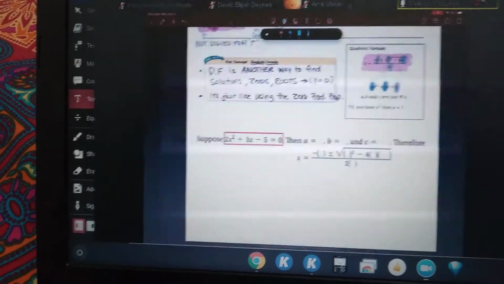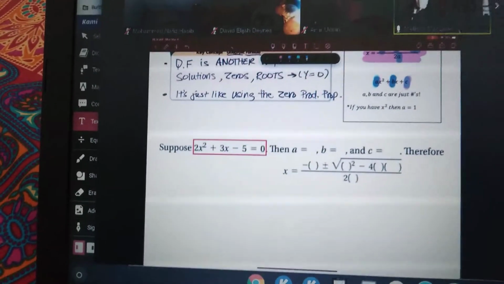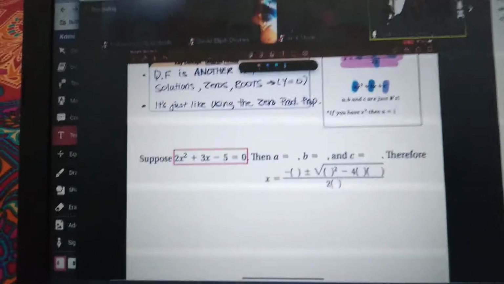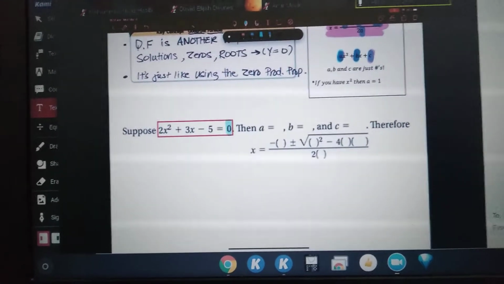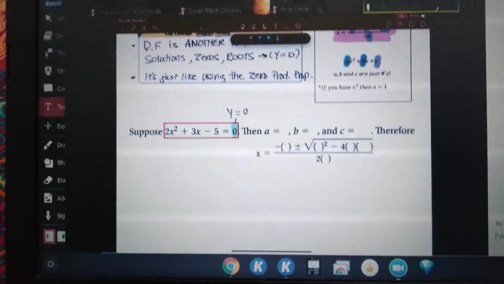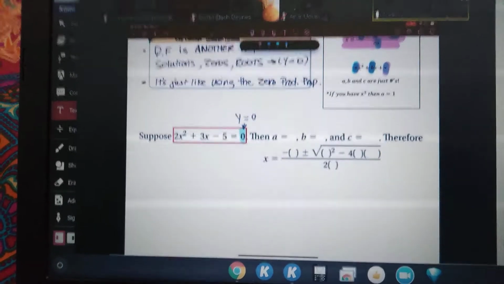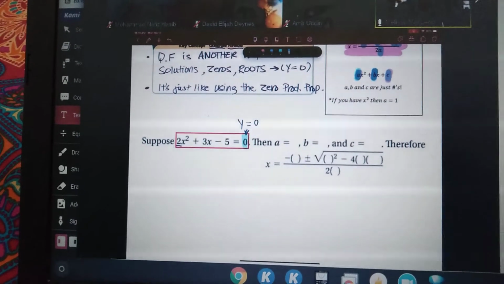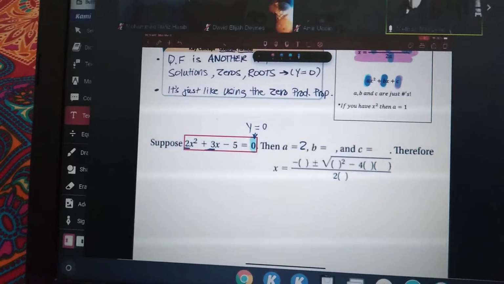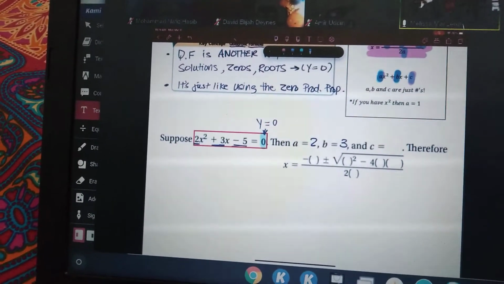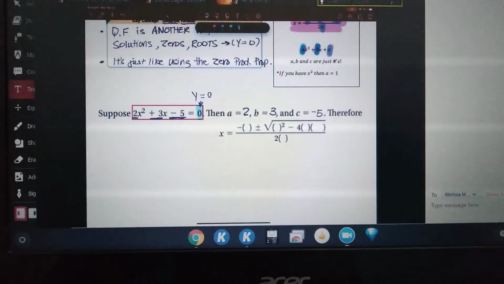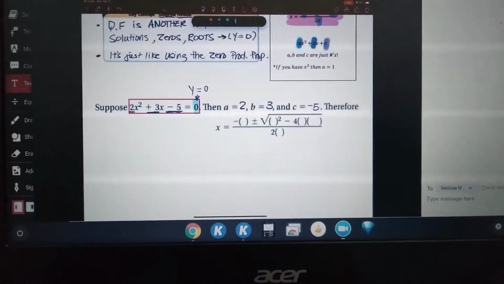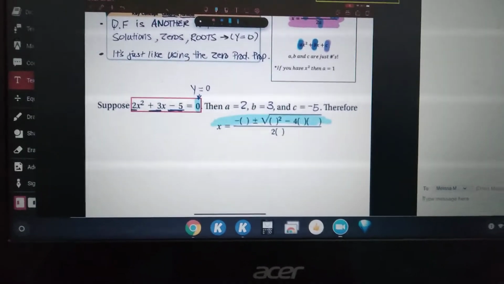Good. Let's look at this example. So I wrote down, suppose 2x squared plus 3x minus 5 equals 0. We always set it equal to 0 because we want to find where y equals 0. Everyone understand? Good. So then my a is 2, my b is plus 3, my c is negative 5. The sign is attached to the number right after it. Everyone understand?